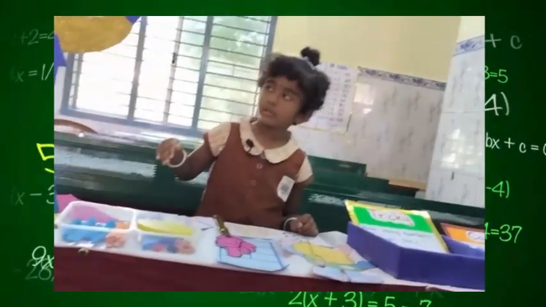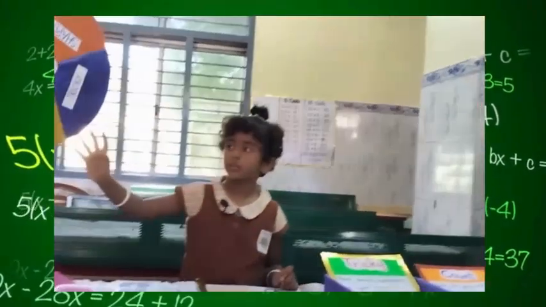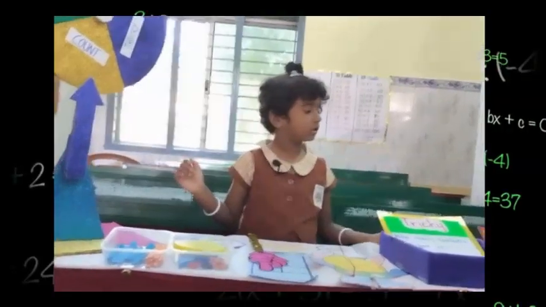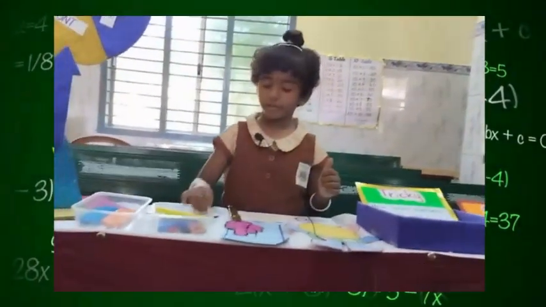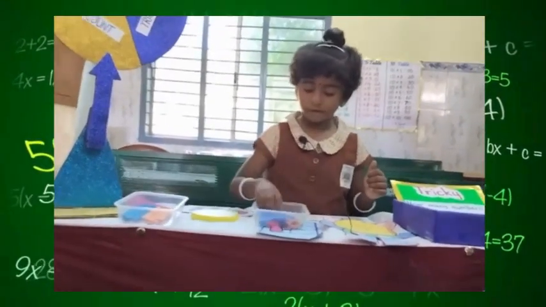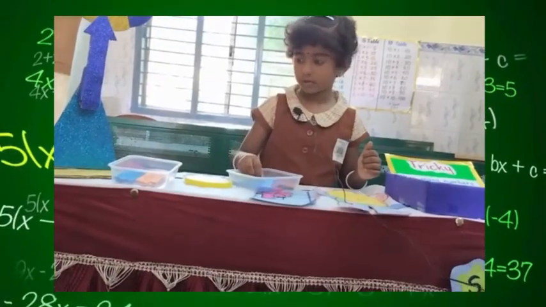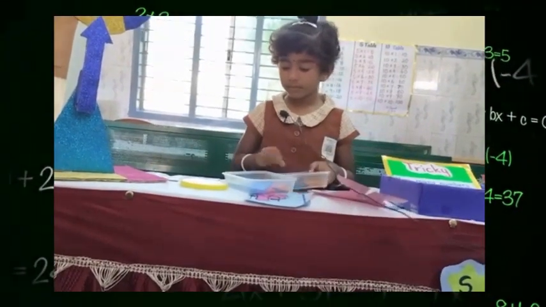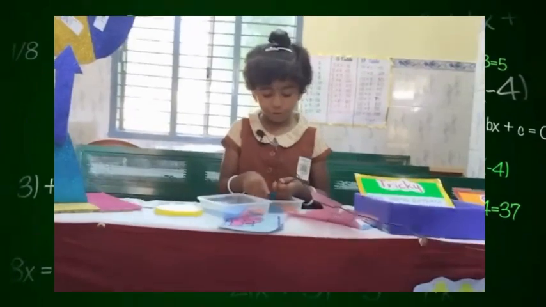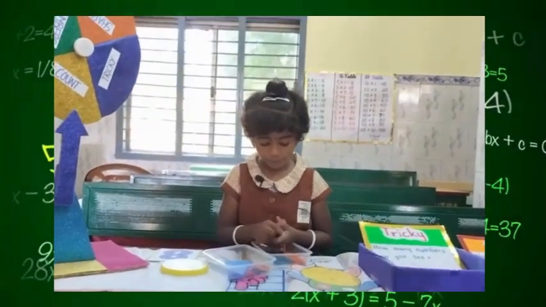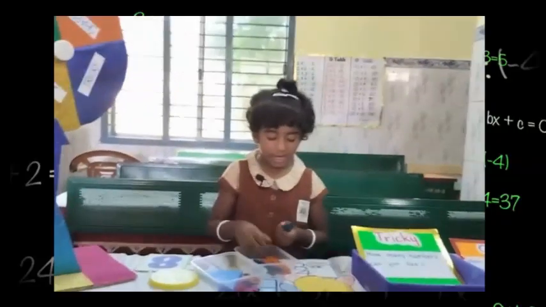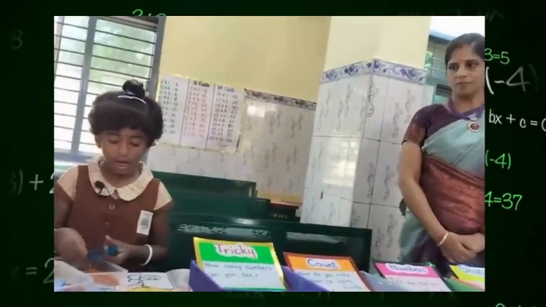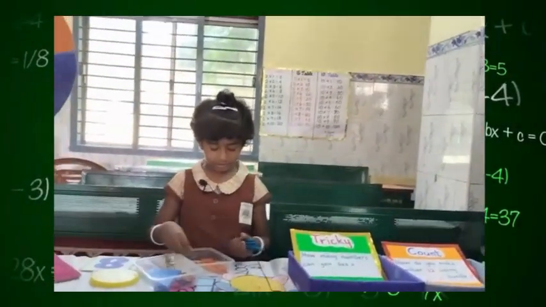Come, rotate this. Count. How do you make number 12 using bundles? 1, 2, 3, 4, 5, 6, 7, 8, 9, 10.